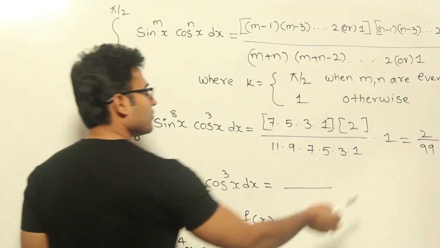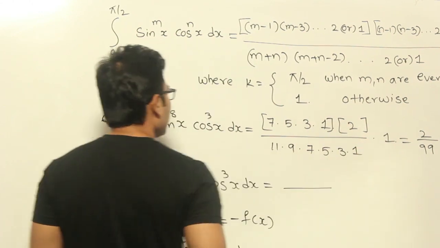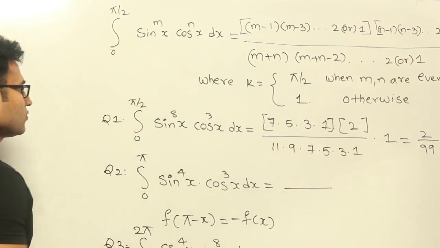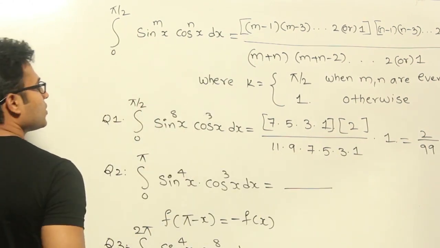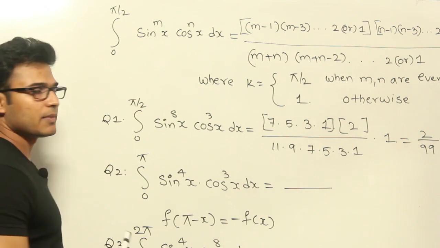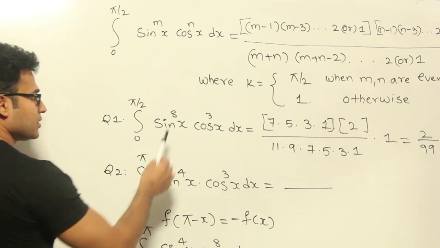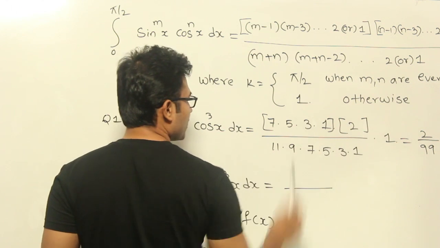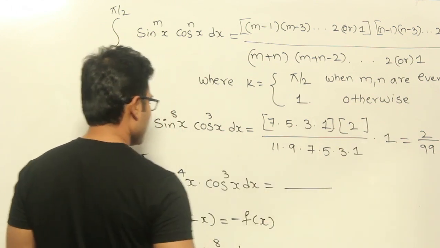Now what is the final one? You have to multiply with k. That value of k depends on what these two are. If both are even, it is going to be pi by 2, otherwise it is going to be 1. Since both are not even, it is going to be 1. So the answer is 2 by 99.